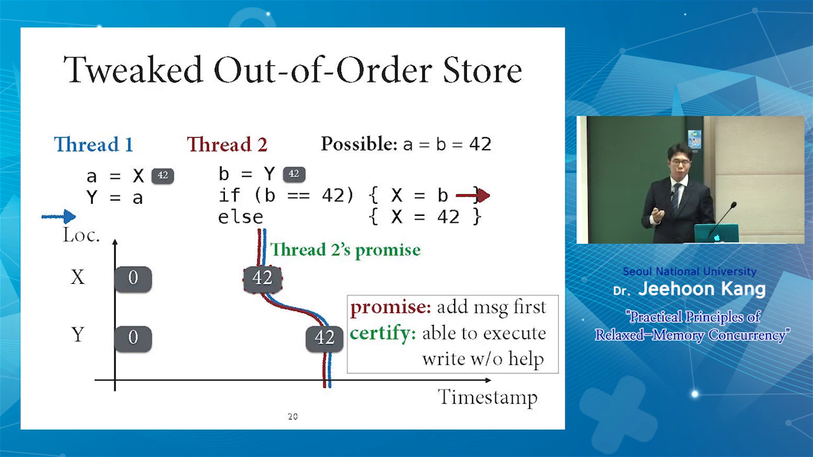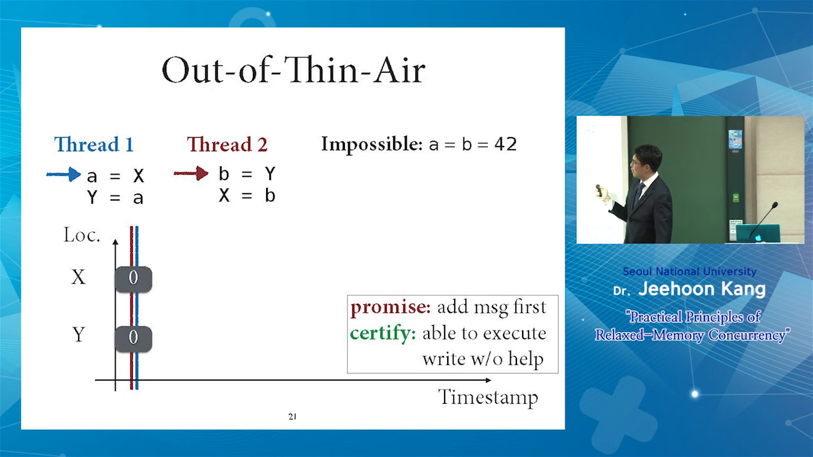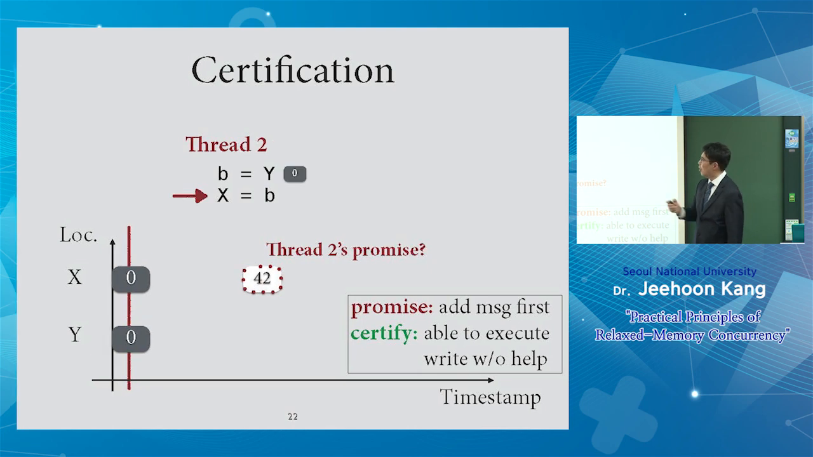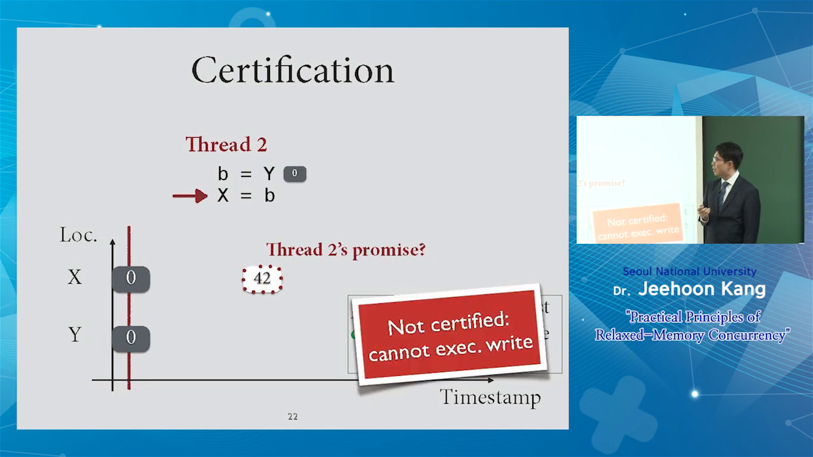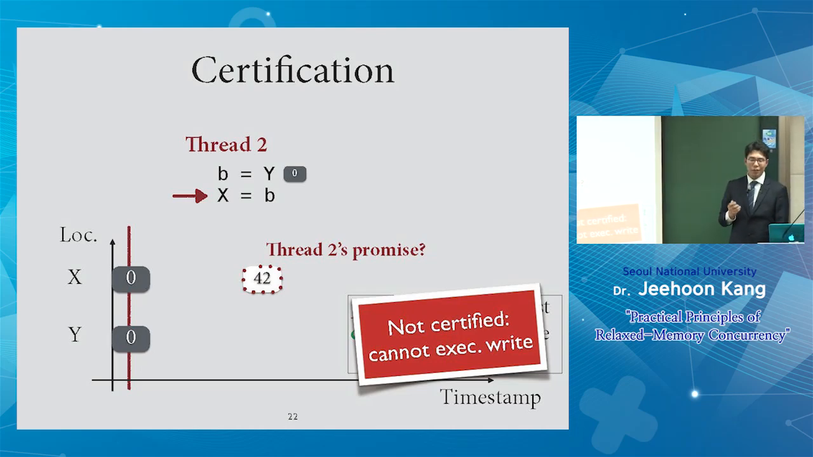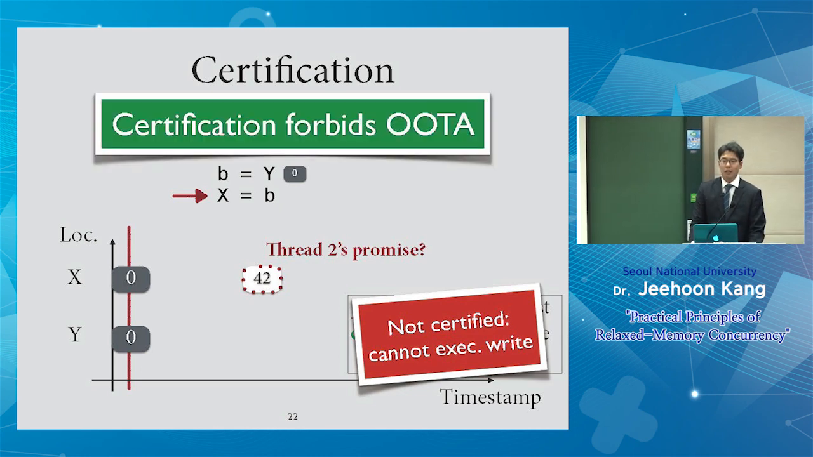Now, let's move on to the out-of-thin-air example. Let me explain why certification disallows this behavior. In the same way, we want to promise to write 42 to X. But in certification, you cannot do that because you alone cannot write 42 to X. The only thing you can write is just 0. So in this way, certification disallows this out-of-thin-air behavior. In summary, promise is a mechanism that allows you to observe the out-of-order store behavior, and certification is the mechanism to disallow this out-of-thin-air behavior.